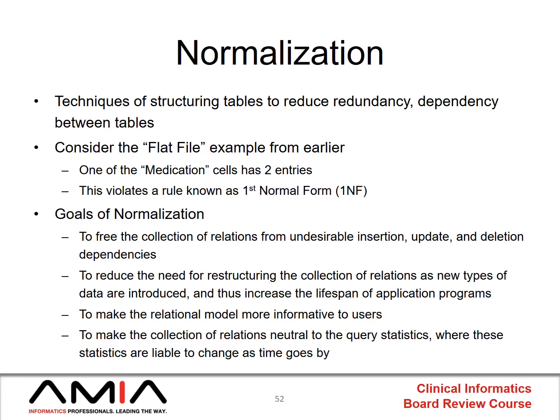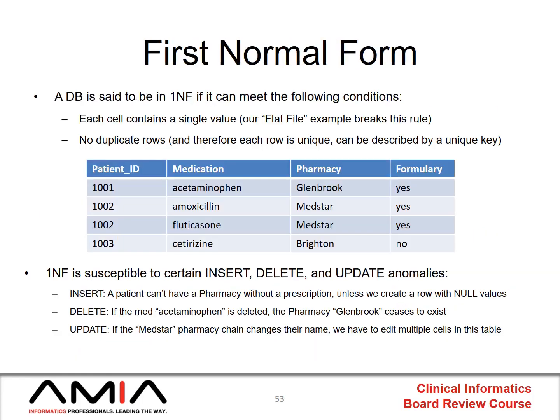And normalization refers to this idea that we can, through proper design, free the collection of relations from undesirable insert, update, and delete dependencies. We can reduce the need for restructuring the collection as we introduce new data types and therefore increase the useful lifespan of this application. We can make the relational model more informative to users, and we can make the collections of relations neutral to query statistics. So this is first normal form.